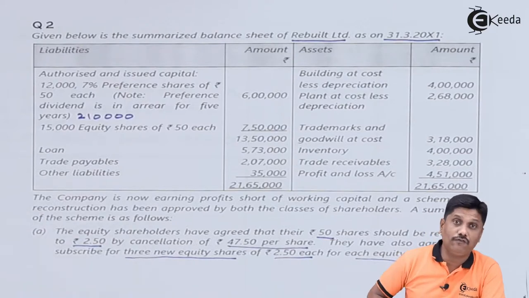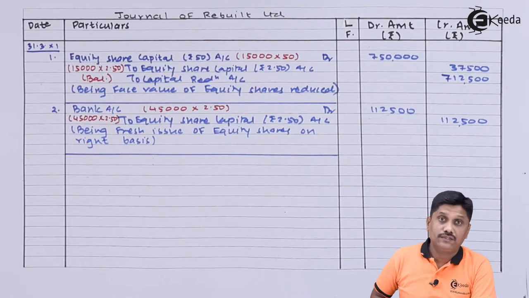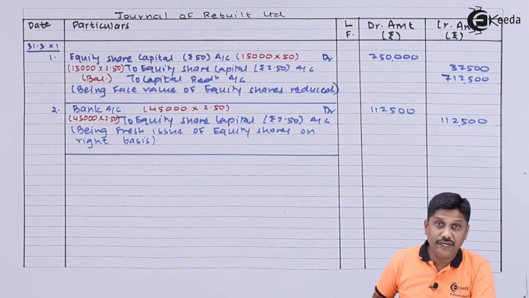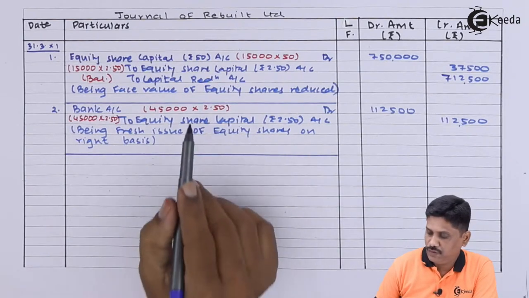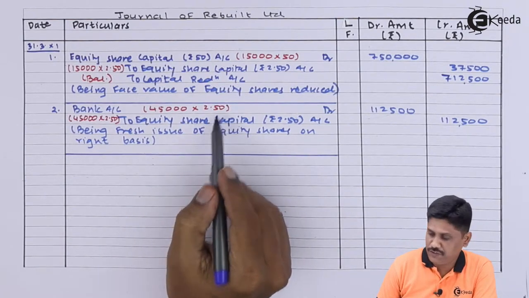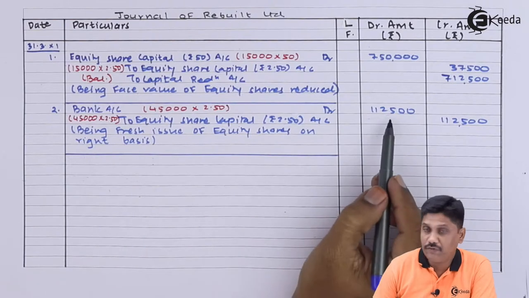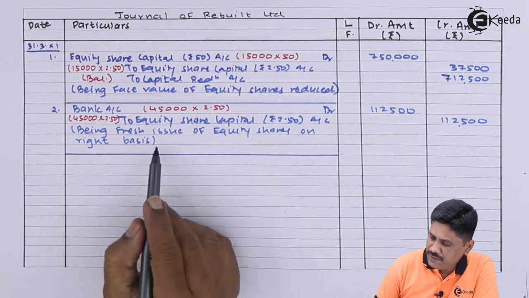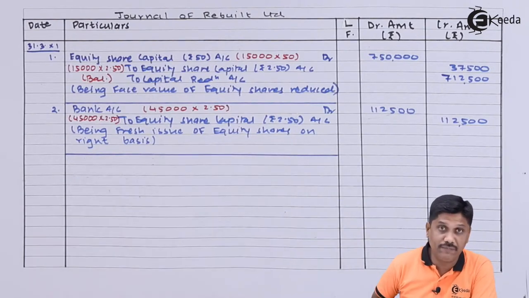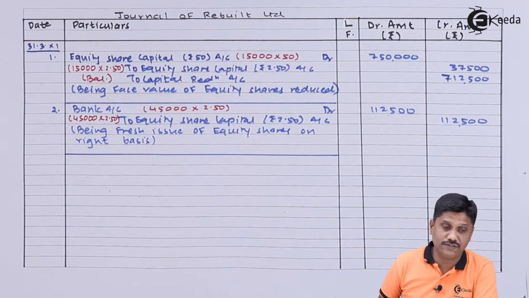So, my entry for fresh issue will come. Friends, we are ready with accounting entry for fresh issue. Bank account debit to equity share capital, 45,000 shares of 2.50 each are issued. Amount received is 11,500. So bank account debit to equity share capital, being fresh issue of equity shares on rights basis because it is offered to the existing shareholders. Let's see the next transaction.